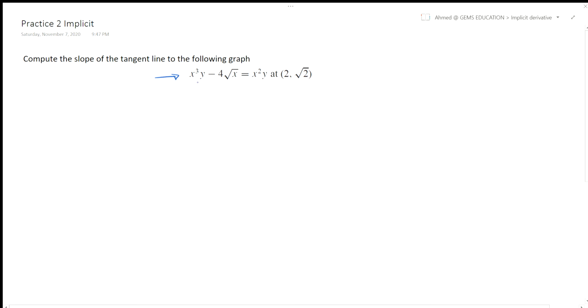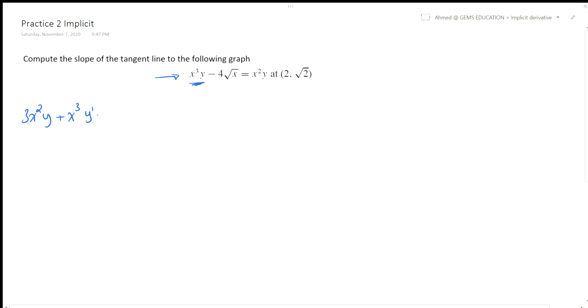To derive this first part, x to the power of 3 times y, you need to use the product rule. So to get the derivative of the first one, 3x squared times the second one as it is, plus first one as it is, now the derivative of the second. Remember that the derivative of y is supposed to be 1, and then we always multiply an implicit derivative by y prime whenever we're deriving y.